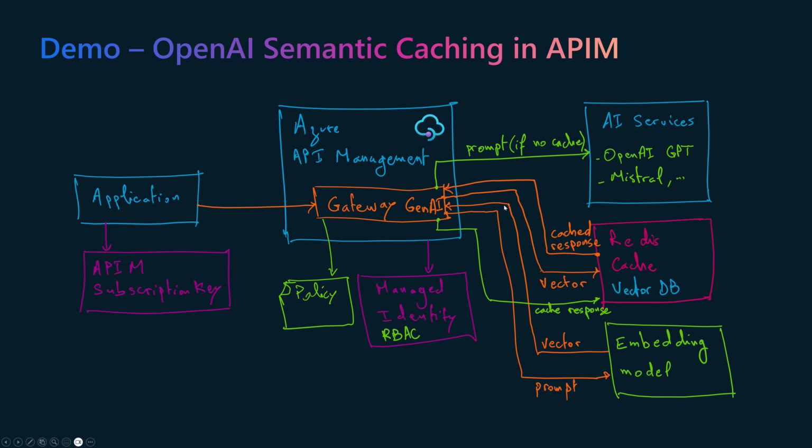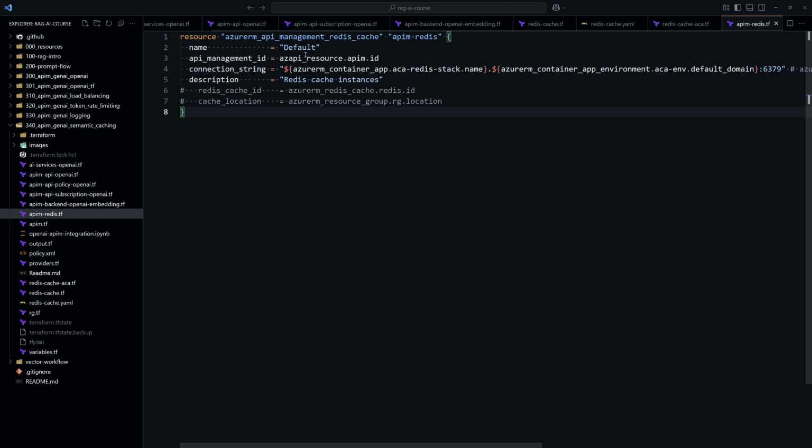Then the last part that's still to configure is configuring the policy and also configuring the connection from Azure API Management to the Redis cache. Let's see how that works. To connect API Management to Redis, here we have the object API Management Redis cache, where we specify our API Management, and then we specify the connection string for the Redis server. In my case, that's this value right here.